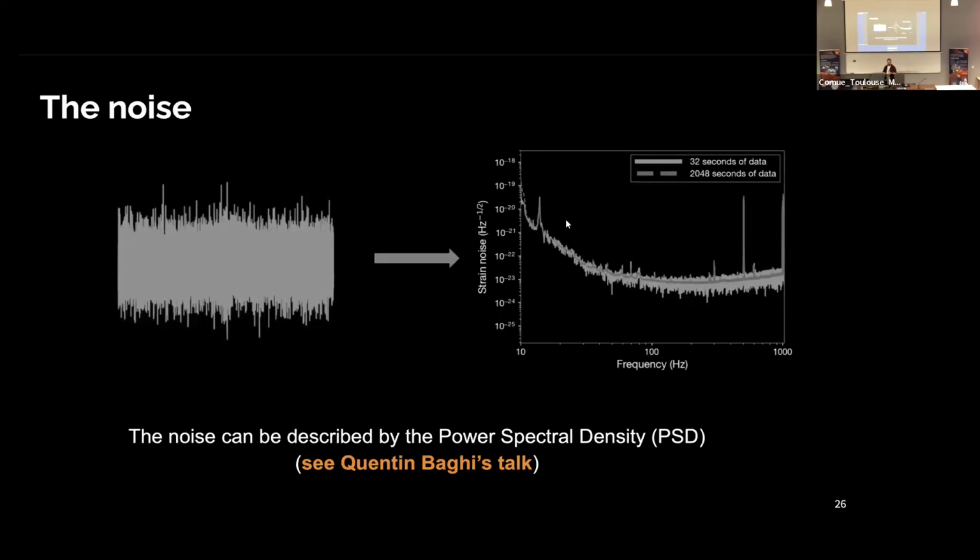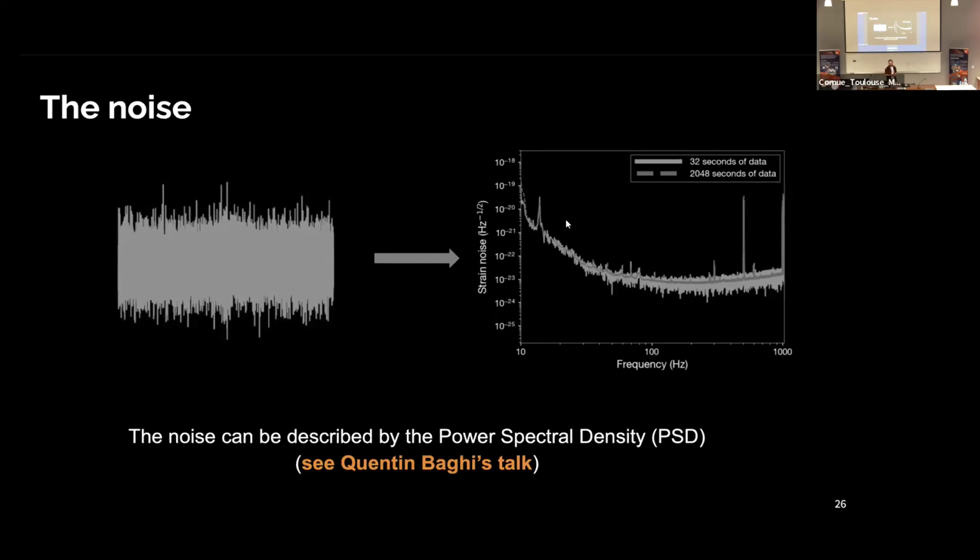So if we look at the noise, again, this is just a recap of Quentin's talk from a couple of days ago. We know that the noise can be described by the power spectral density, and that's what's shown here on the right-hand side. We have the frequency on the x-axis and the strain noise on the y-axis. And what you can see here tells us essentially how sensitive our detectors are.